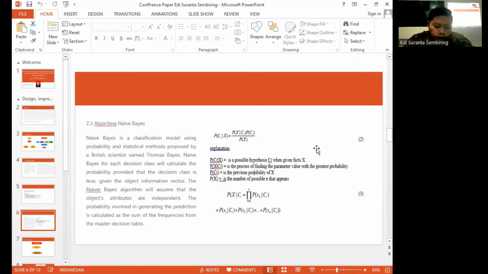Next, 2.3 algorithm Naive Bayes. Naive Bayes is a classification model using probability and statistical methods. Naive Bayes for each decision class will calculate the probability, provided the decision class is true, given the object information vector. The Naive Bayes algorithm will assume that the object attributes are independent, and this is the representation of Naive Bayes in equation 2.